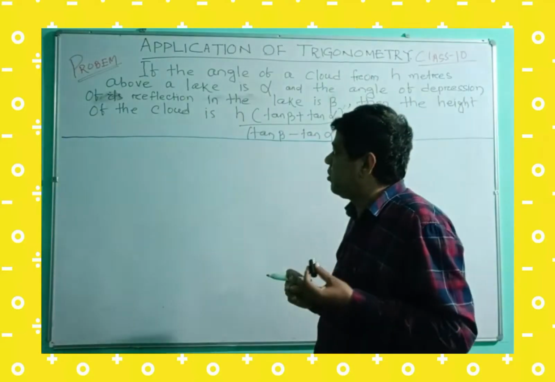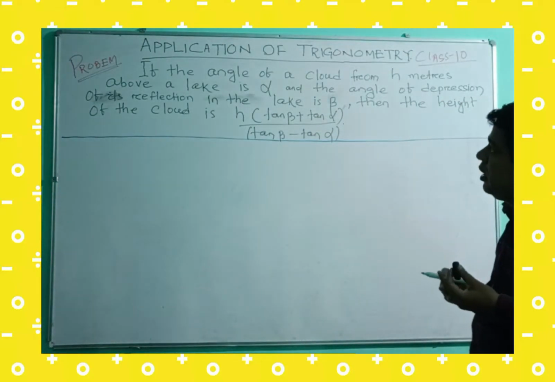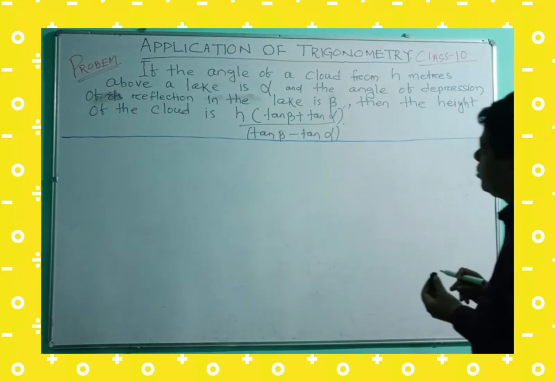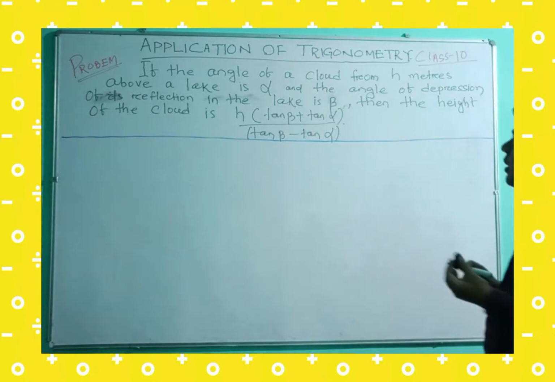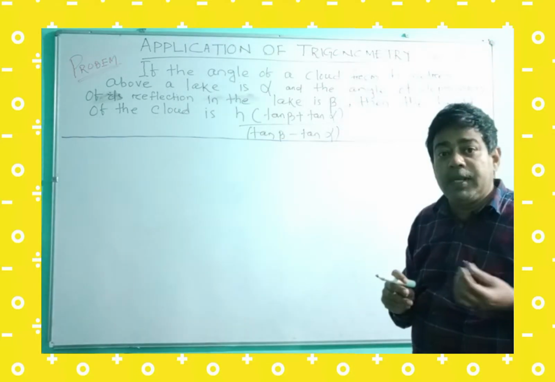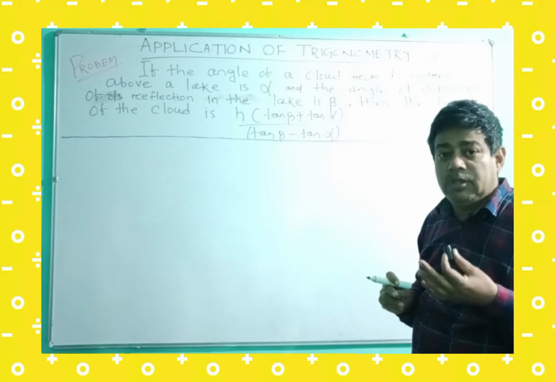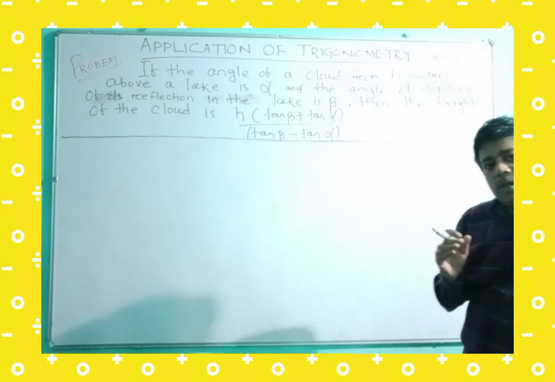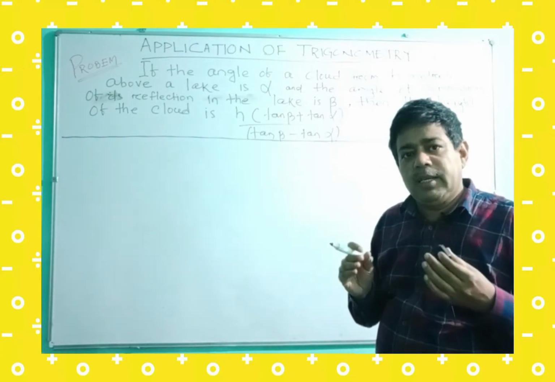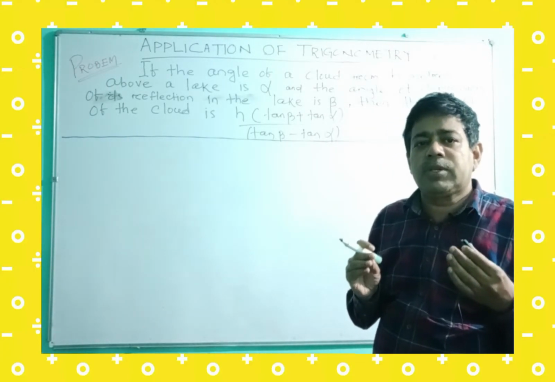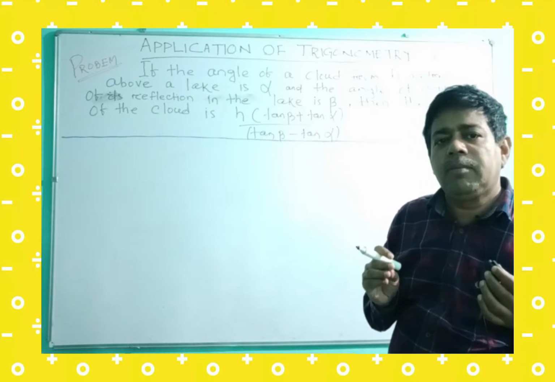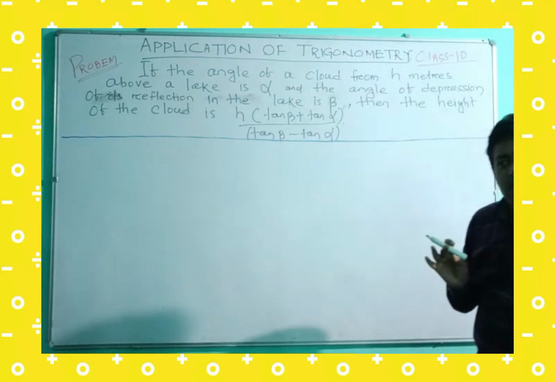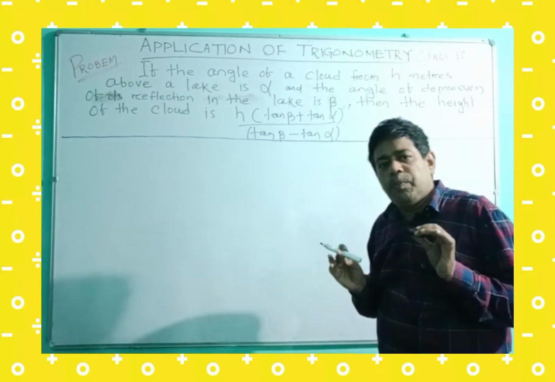Here is the problem in front of you, students. Look here. The problem is: if the angle of elevation of a cloud from h meters above a lake is alpha and the angle of depression of its reflection in the lake is beta, then prove that the height of the cloud from the lake is h times (tan beta plus tan alpha) divided by (tan beta minus tan alpha). Understand, this is one of the important concepts and derivations based on application of trigonometry.